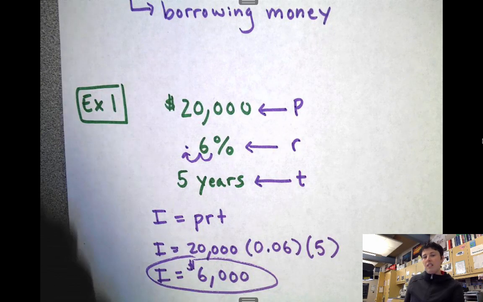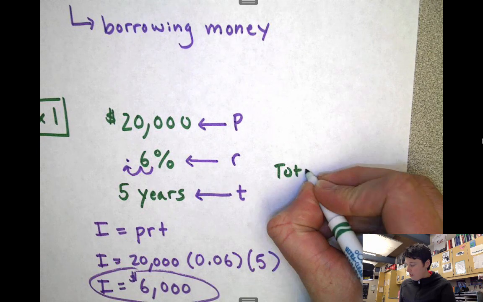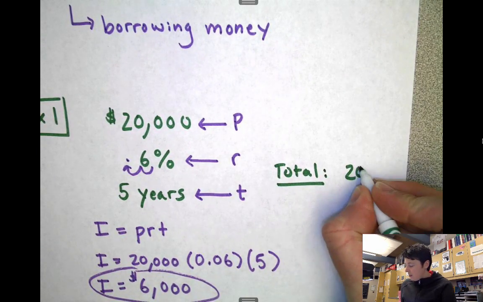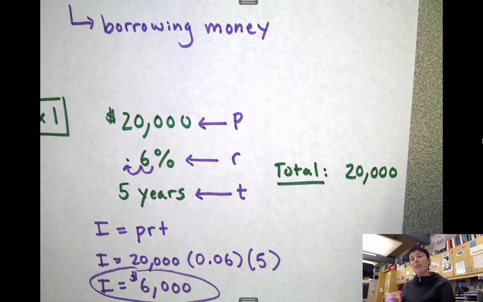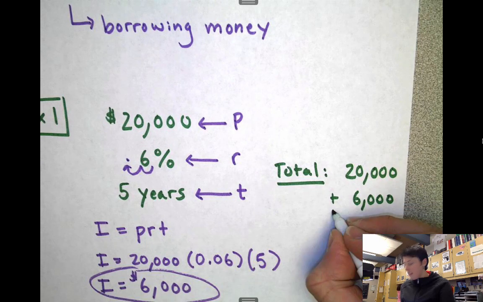Think about it like this. You bought your car for a total of, I'm going to write over here, total. You bought your car for a total of $20,000. But the bank gave you a loan, so now you have to add in an extra $6,000 that you're paying them off with.